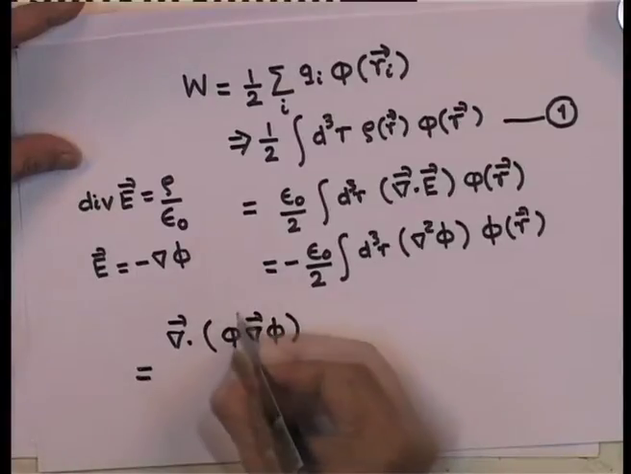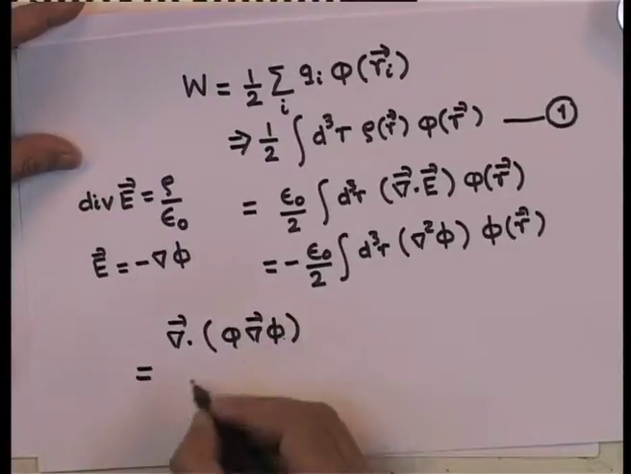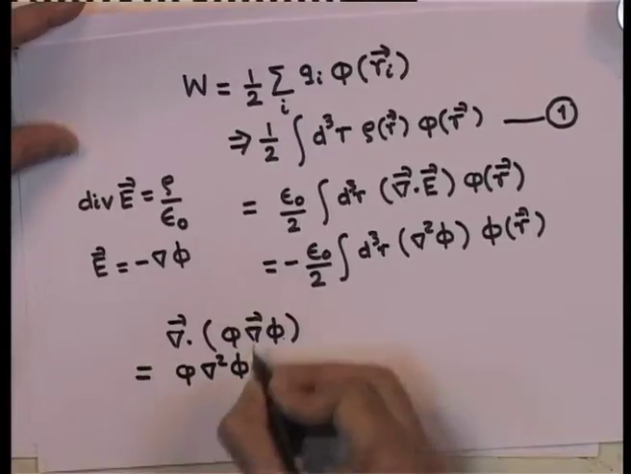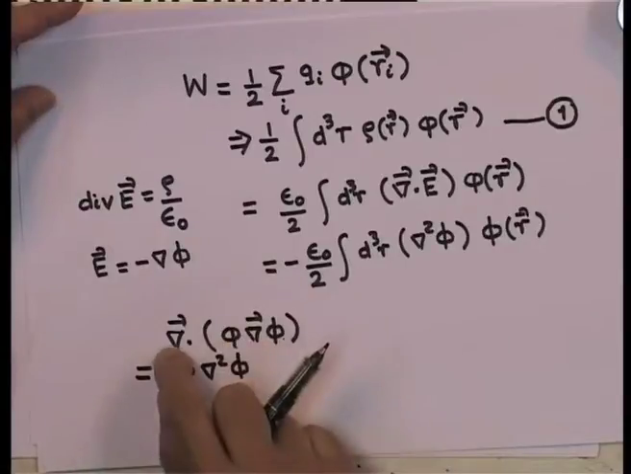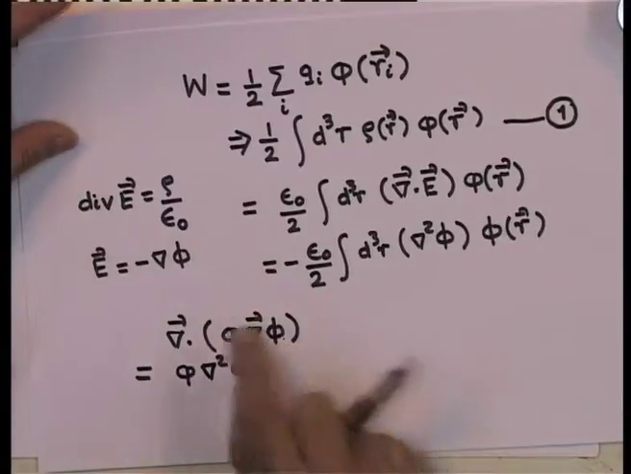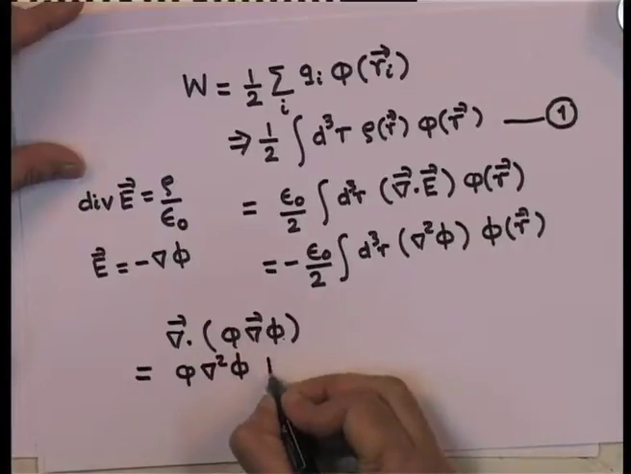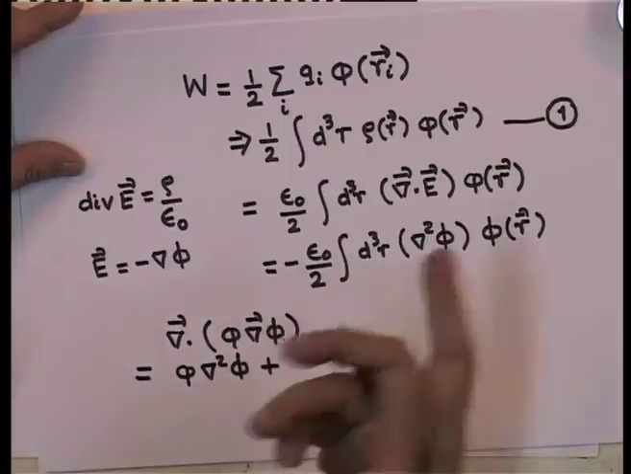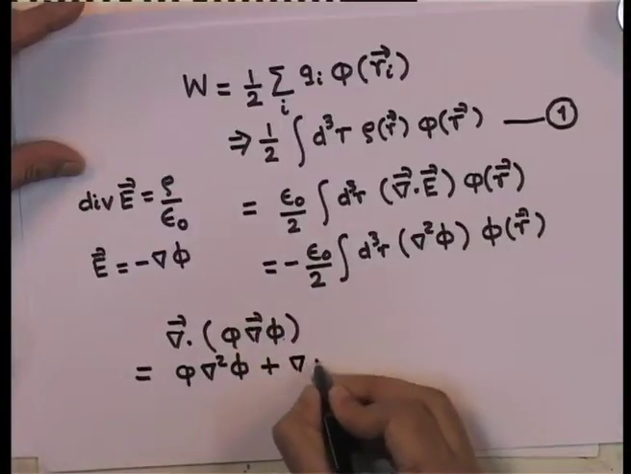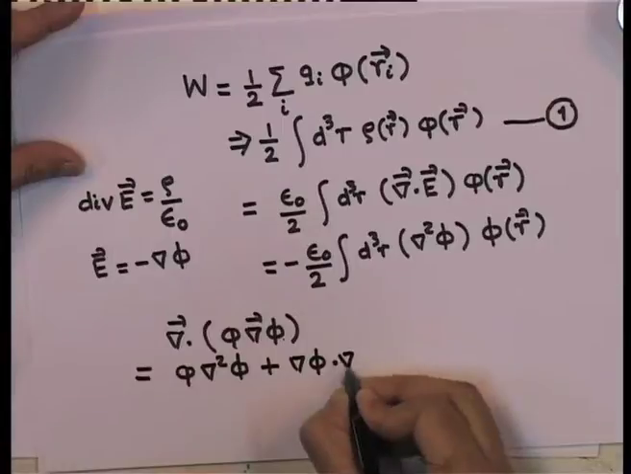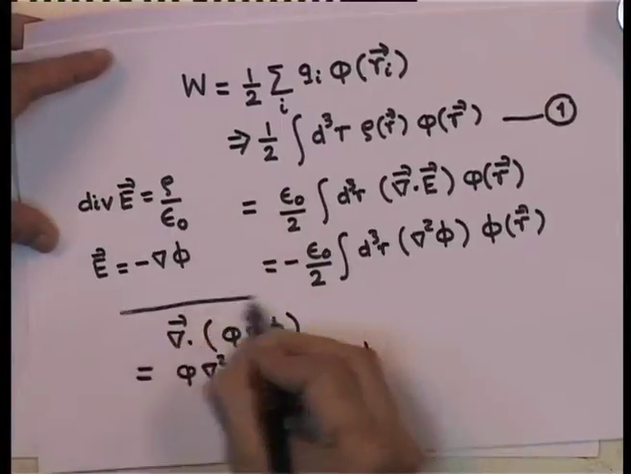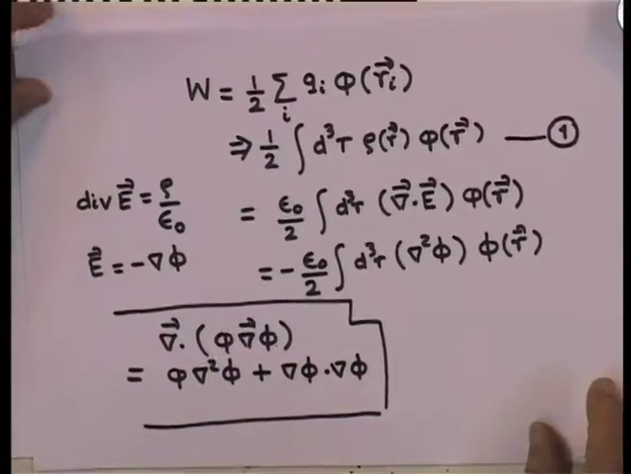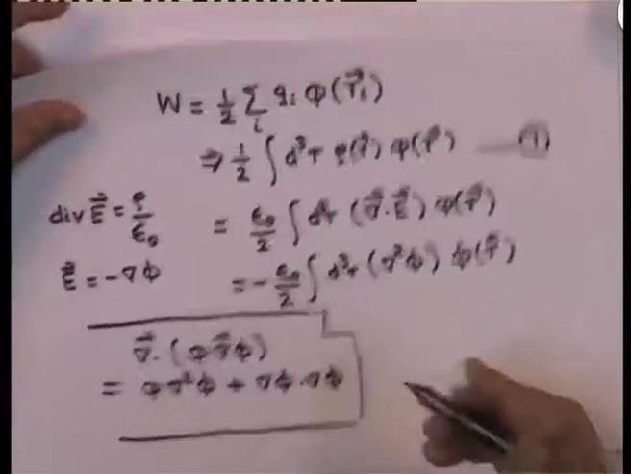So, the divergence of a scalar times a vector is phi times del square phi. That is, the scalar times the divergence of whatever vector is there, del dot del is del square, plus gradient phi dotted with the second term, which happens to be also gradient phi. So it is gradient phi dotted with gradient phi. I use this expression to simplify this term there.